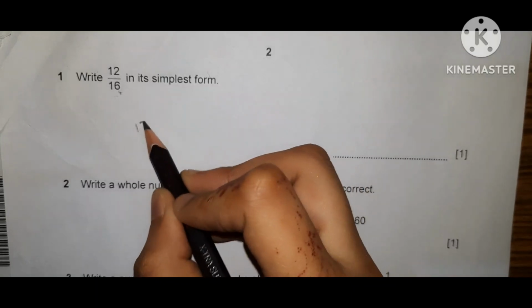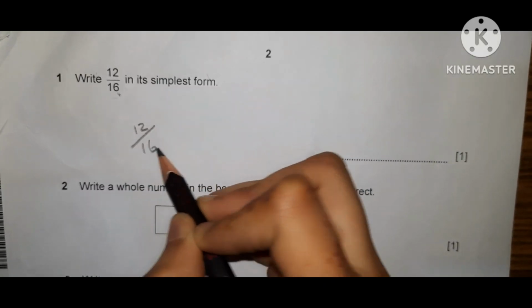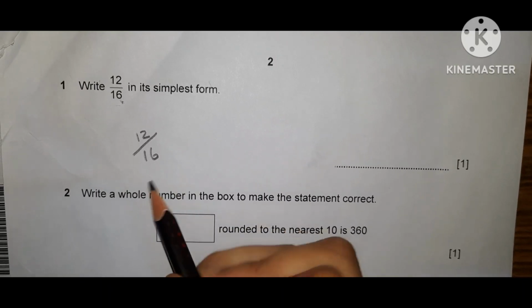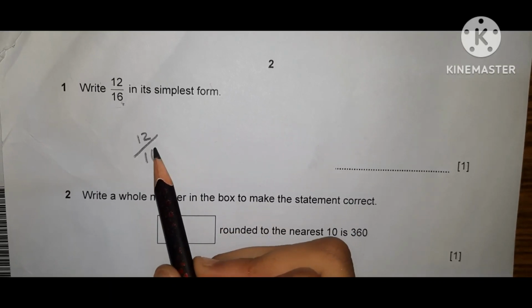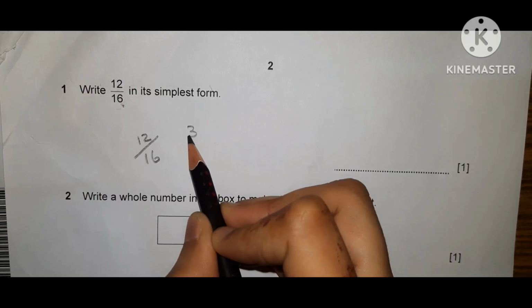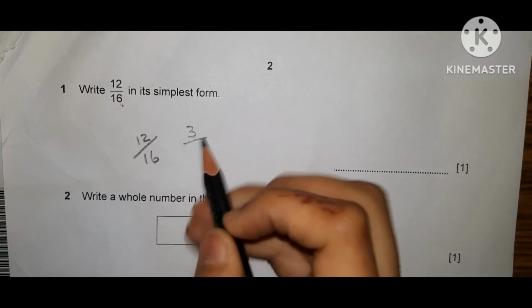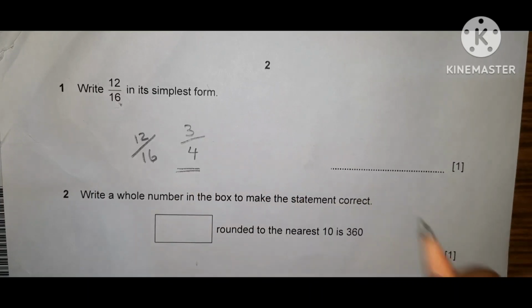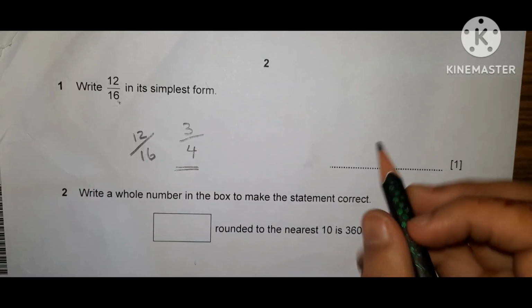So you need to find a proper number that can go into both. So now 12 over 16. 4 can go into both. So you can divide 4 into 12, so it's 3. And 4 into 16 is 4. So this is the simplest form. 3 over 4.